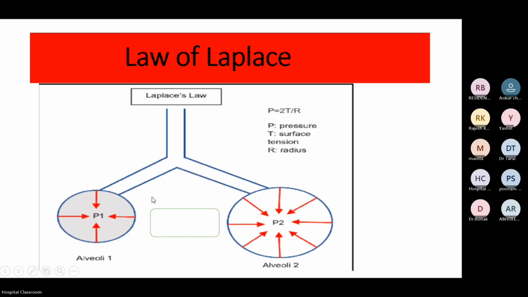The pressure which is required to open this alveolus will be inversely proportional to the radius. Okay, so these are the two alveoli. Now say this is a de-recruited alveolus and this is a recruited alveolus. Recruited means it is already open, and this is closed. So since the radius is less, the pressure required to open it will be high.